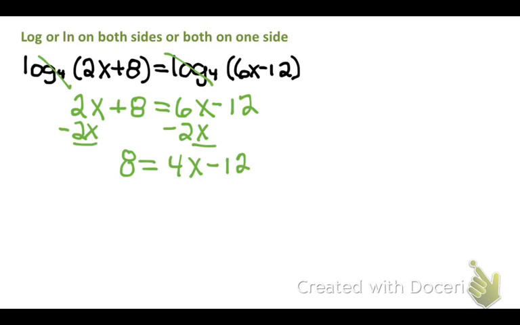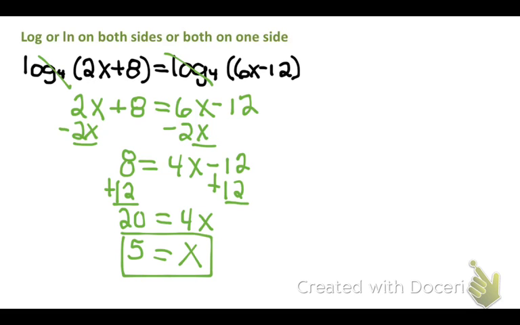So now we're going to add 12 to both sides. So 20 equals 4x. Divide both sides by 4. So x equals 5. And if you sub the 5 back in, you should see that it works.